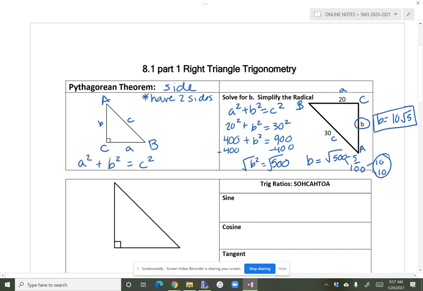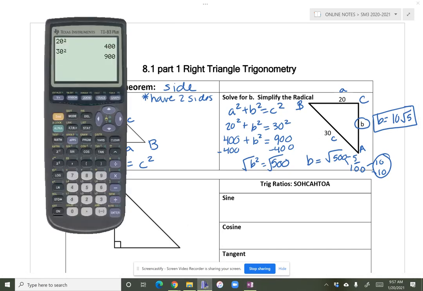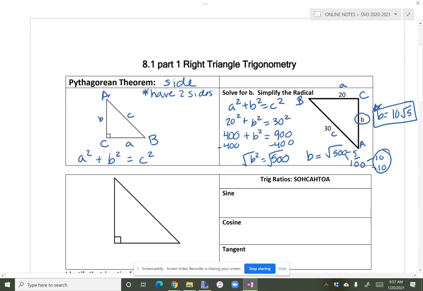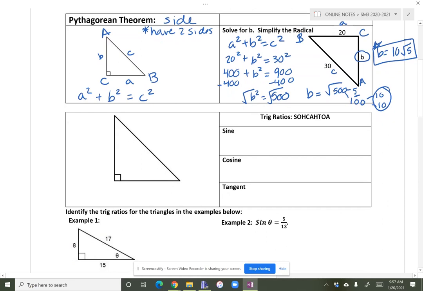You could type it in your calculator, 10 times the square root of 5, and that's about 22.4. That's just a reference, but this radical is a better answer because it's exact and not rounded. That's review from last time. Hopefully that rings a bell.